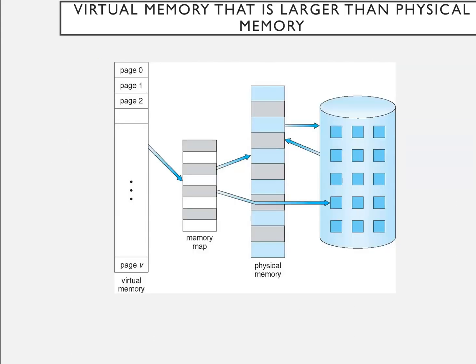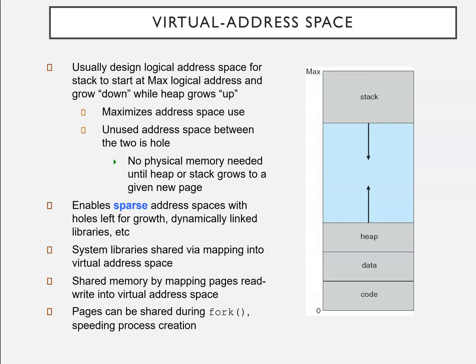So, virtual memory that is larger than physical memory: we have our virtual memory, a page table, a memory map into our physical memory, and that, using the prior structures we talked about, maps to actual disk space. Or rather, memory space, sorry.